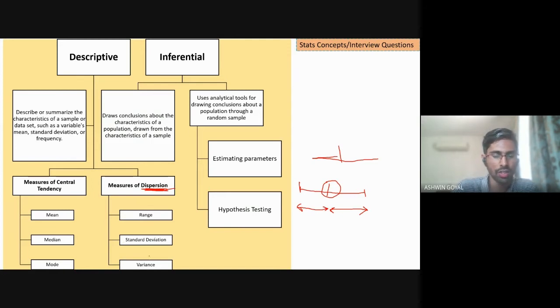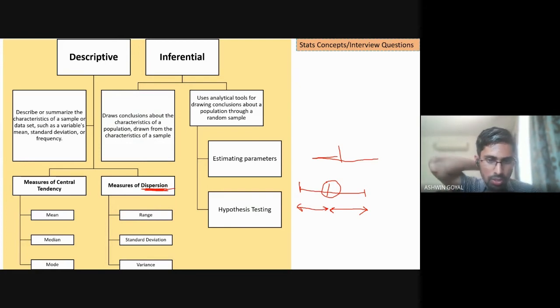Variance is standard deviation squared, and there's a proper formula for standard deviation, right? All right. Okay.